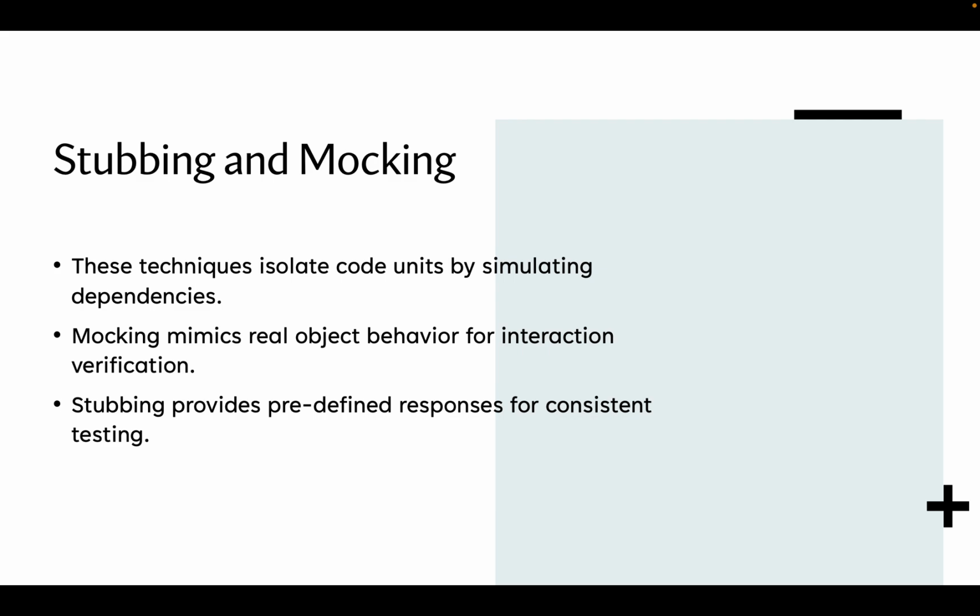And the next slide is about stubbing and mocking. These techniques isolate code units by simulating dependencies. Mocking mimics real object behaviors for interaction verification. Stubbing provides predefined responses for consistent testing.